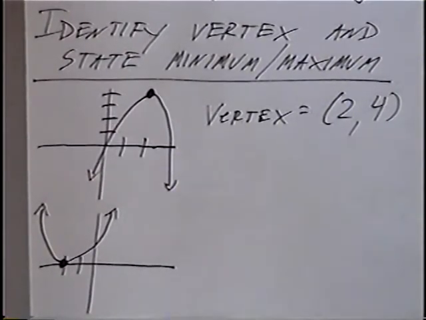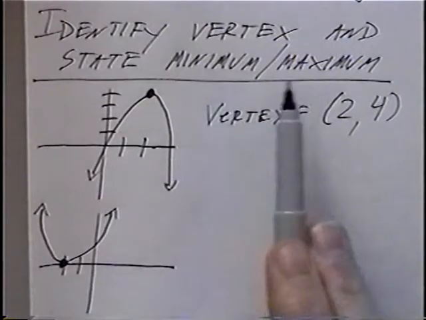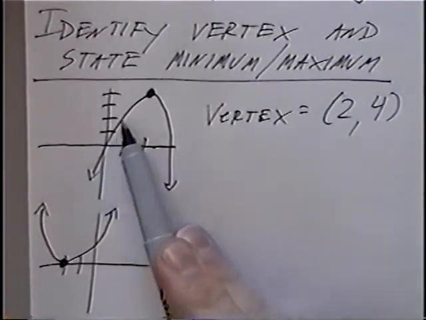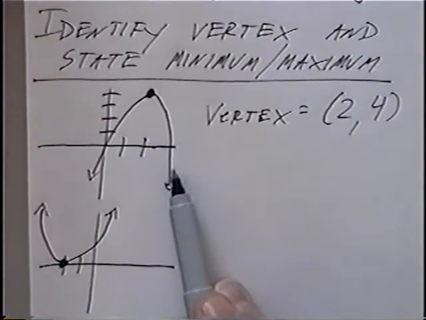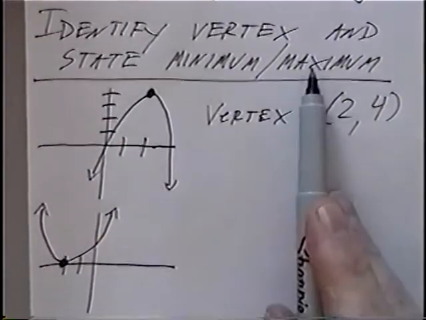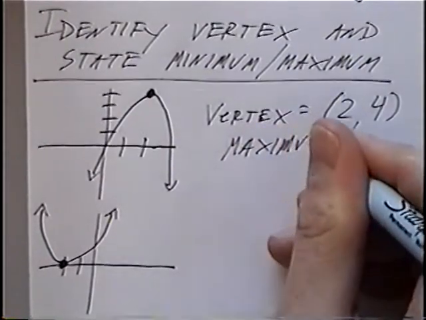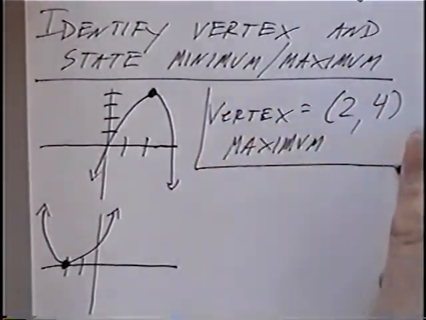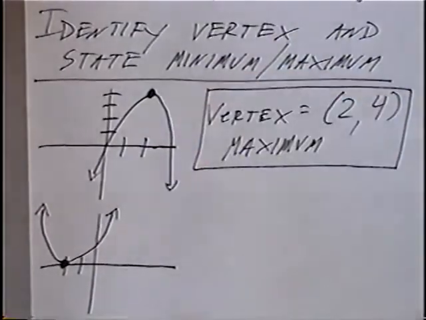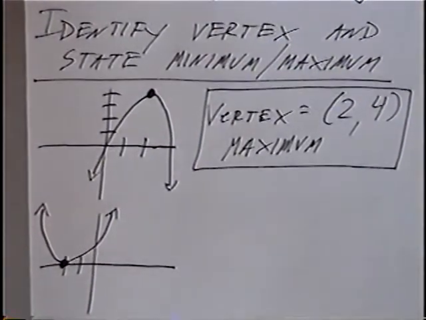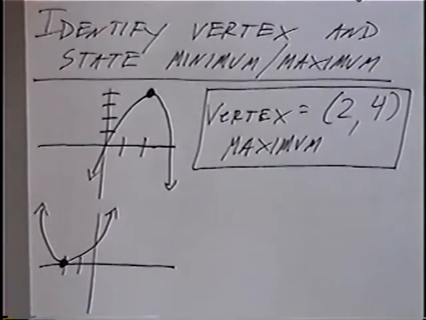For a minimum or maximum, minimum means it has a lowest point, maximum means it has a highest point. This graph goes up to the top and then turns back down. So it goes up to the highest point possible, which would be a maximum. So our vertex for the first graph would be 2, 4, and this parabola has a maximum point, which is the vertex.